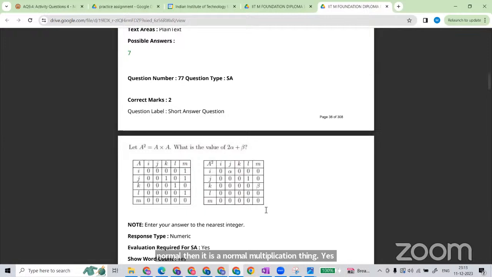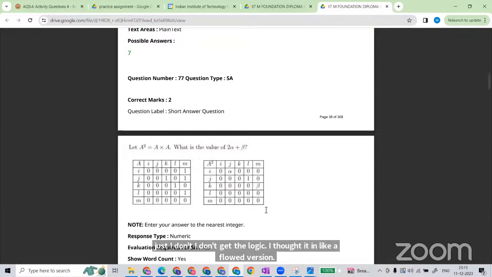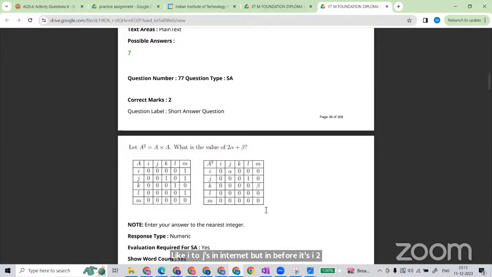I thought of it like a Floyd-Warshall algorithm, where i to j is infinite, but in before A, i to j value is 0, and k to m value is beta, and k to m value in A is 0. So I thought it's 2 into 0 plus 0. It should be a value, but my logic also went wrong. I also don't get it.